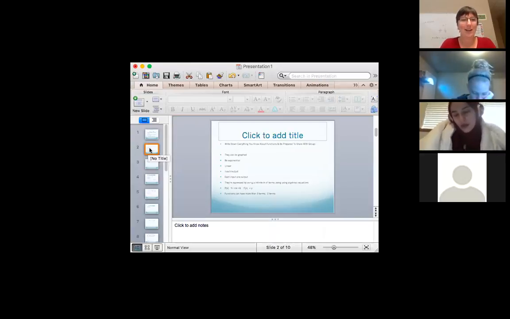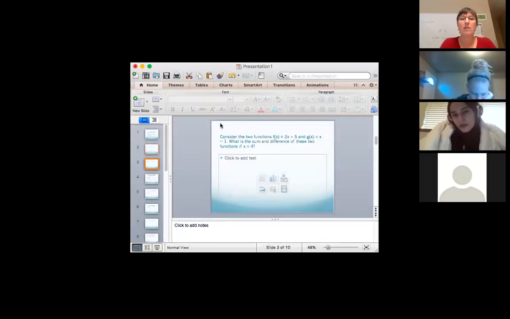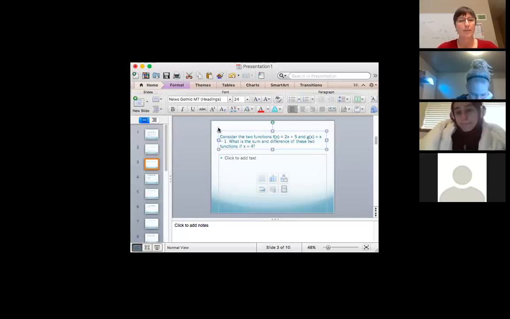So, all righty. In this lesson, a lot of times we're asked to combine functions. And we can combine them using either addition or subtraction. So we're going to start there. If you look at the screen, we have 2 functions. f of x is equal to 2x plus 5, and g of x is equal to x minus 1.